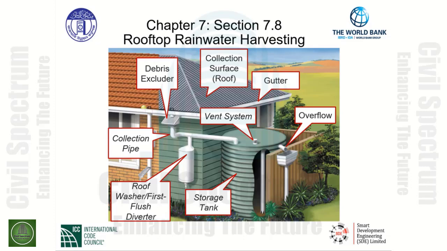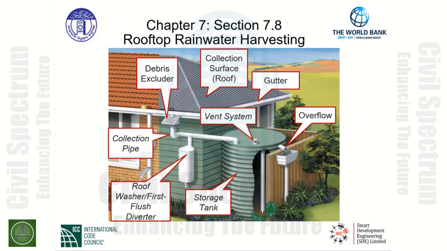The example here is of a rooftop rainwater harvesting system, starting with rainwater falling onto the roof or collection surface. From there it will flow to the gutters, which will carry it to the main collection pipe. A debris excluder is useful at the transition from the gutter to the collection pipe and is used to filter out larger debris like sticks, leaves, and larger sediment.